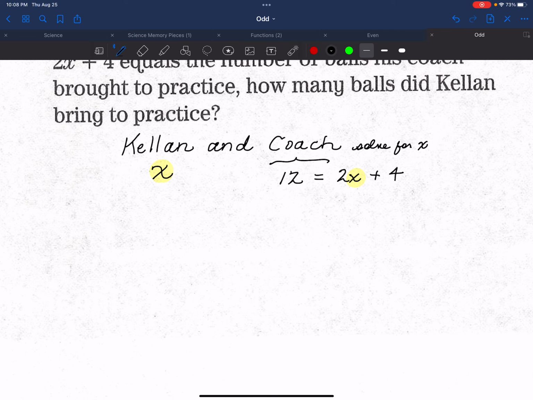And I'm going to do that by moving the 4 to the constant side and canceling. So 8 is equal to 2x, and then divide by 2 and cancel. So the value of x is 4. And that's the same value that Kellen brought. So Kellen brought 4 soccer balls to practice.